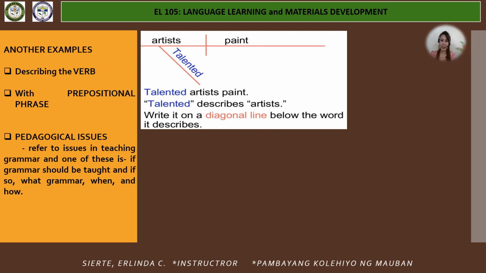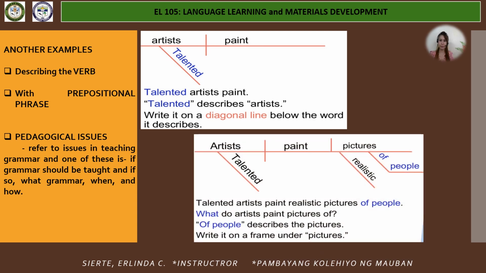This serves as the valuable purpose of problematizing this aspect of language pedagogy. Another example is that talented artists paint realistic pictures of people. So how are we going to diagram? Again, you are going to look first for the subject and verb. And then what do artists paint pictures of?